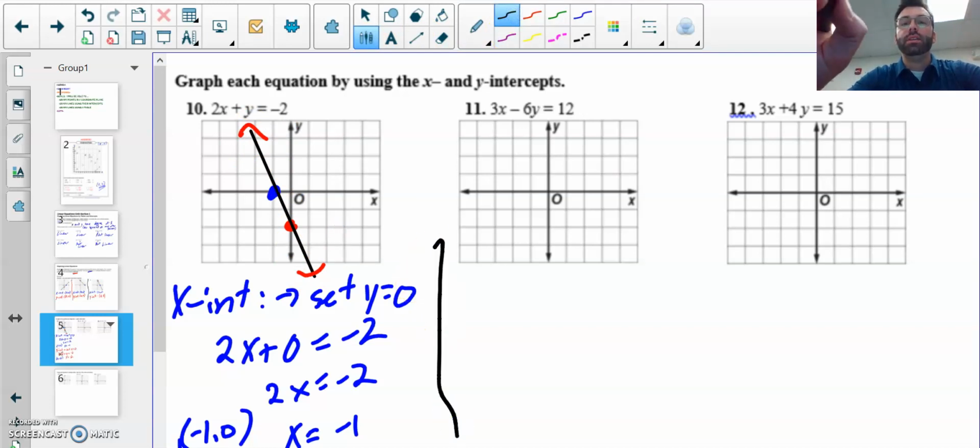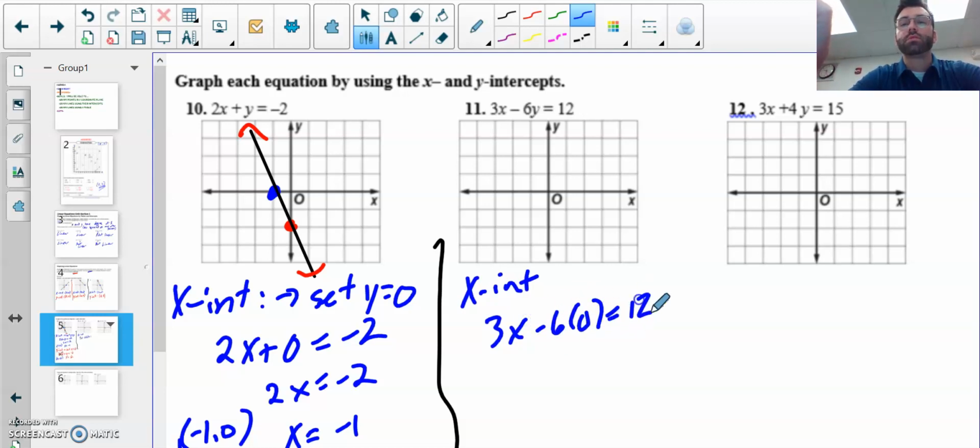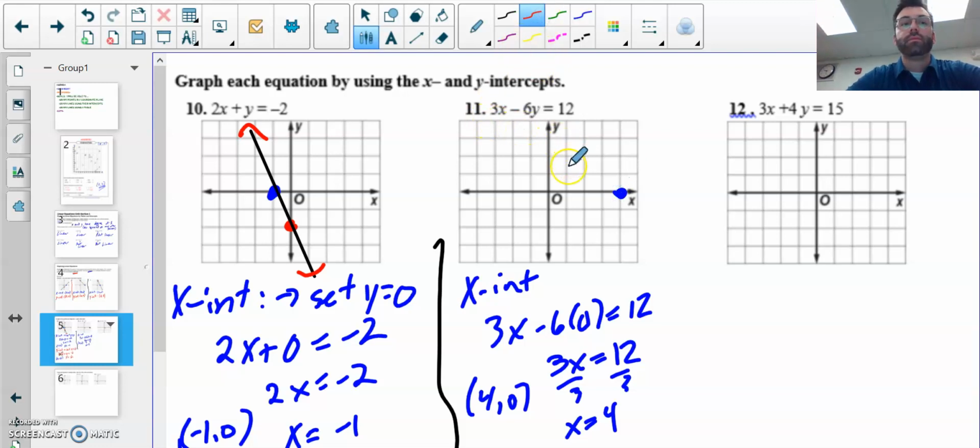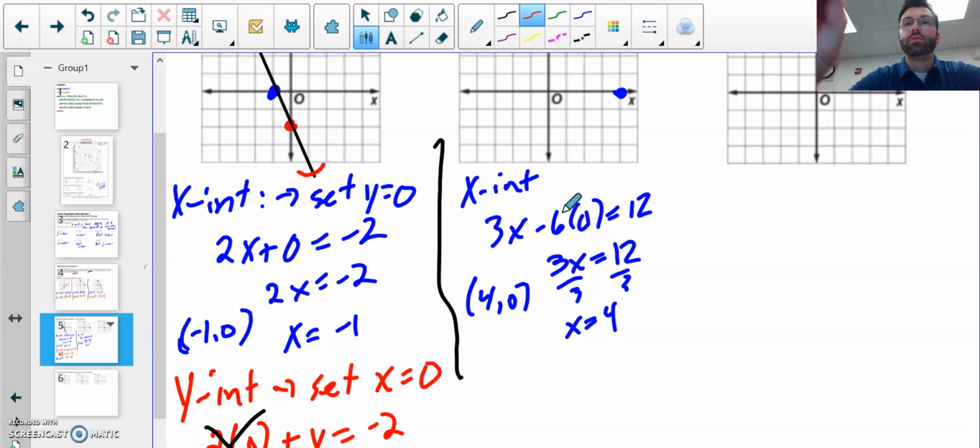Same idea for number 11, excuse me, for the x-intercept. I'm going to set y equal to 0, so it's 3x minus 6 times 0 equals 12. So 3x, you may start to notice a pattern, equals 12. Divide both sides by 3. x equals 4, so that's 4 comma 0. 1, 2, 3, 4. Next one, y-intercept.